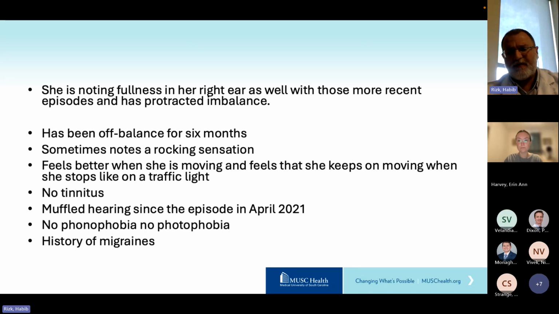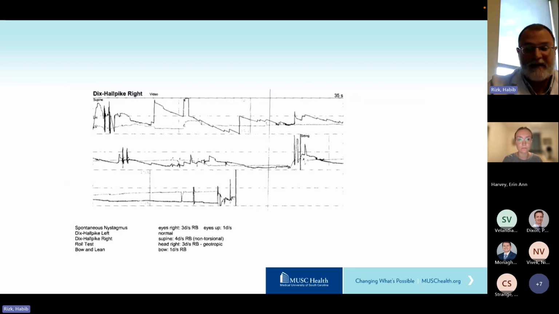And when you dig in further with her symptoms, she describes that her balance is no longer the same since that April attack. She had been off balance for 6 months. She would sometimes note a rocking sensation. She'd feel better when she's moving, and feels that she keeps on moving when she stops, like at a traffic light. So she had a motion modulated oscillatory vertigo. She had no tinnitus, no phonophobia or photophobia, and a history of migraine.